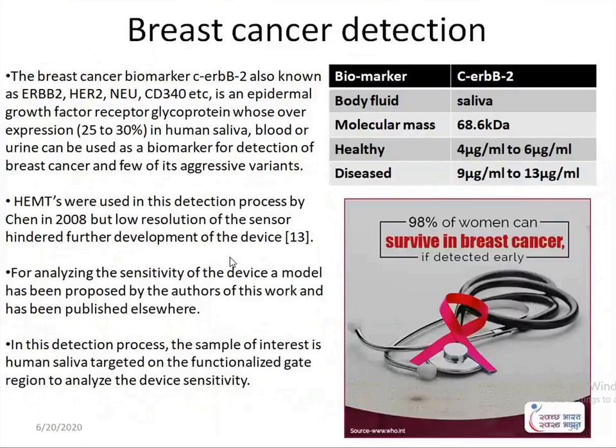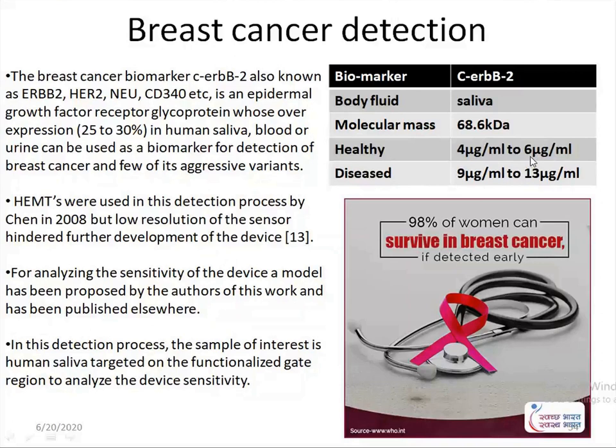Now again, for breast cancer detection. If this HEMT-based sensor comes into the market, it can be claimed that 98% of the death rate in women can be reduced by this particular sensor. This sensing can be made using a non-invasive technique, as it can be sensed from the saliva of the patient itself. For this, we have the biomarker CRB2 with a molecular mass of 68.6 kilodalton. Its concentration will be high, like 9 to 13 microgram per milliliter, in a diseased person, and very low, like 4 to 6, in a healthy person.